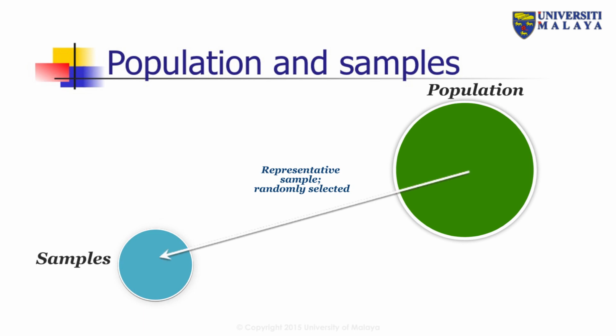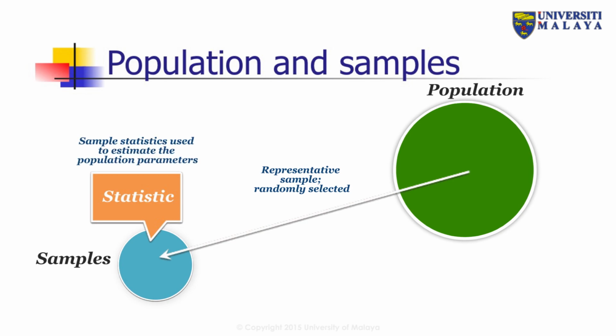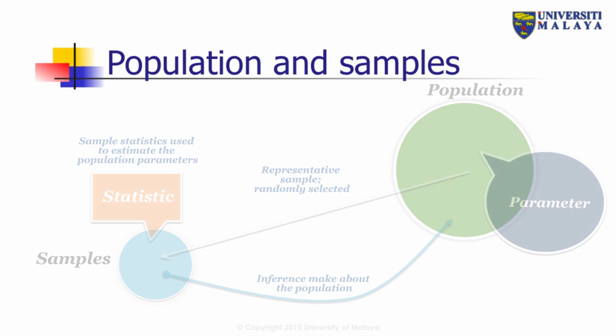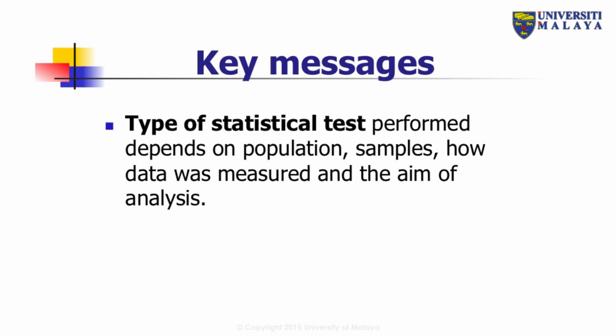We usually collect information about our sample because we are interested in the characteristic, known as variables, of the population from which the sample was drawn. The characteristic of interest can vary between subjects or objects. Using descriptive and inferential statistics, we use the result from the sample to describe the population and draw conclusions about the whole population. The type of statistical test to be performed while making an inference depends on the population, samples, how data were measured, and the aim of your analysis, either testing a hypothesis or making a prediction.